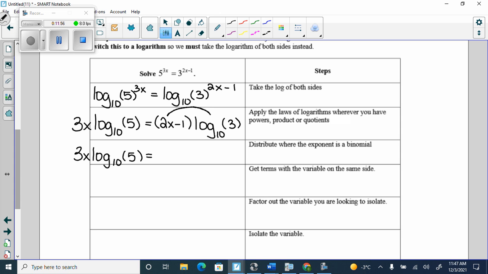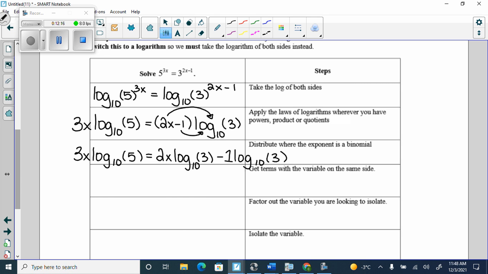equals 2x log base 10 of 3 minus 1 log base 10 of 3. What was my next rule? We distributed. What's my next rule?